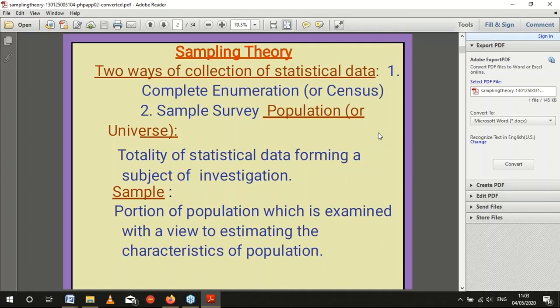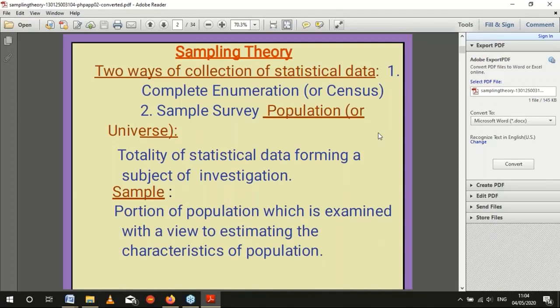Population or the universe is the totality of statistical data forming a subject of investigation. The totality, everything coming together, forming a subject of investigation. For example, if we want to know the number of students in JPTS, that's the population, the totality of statistical data that will form our investigation. We want to use the number for a particular statistic.